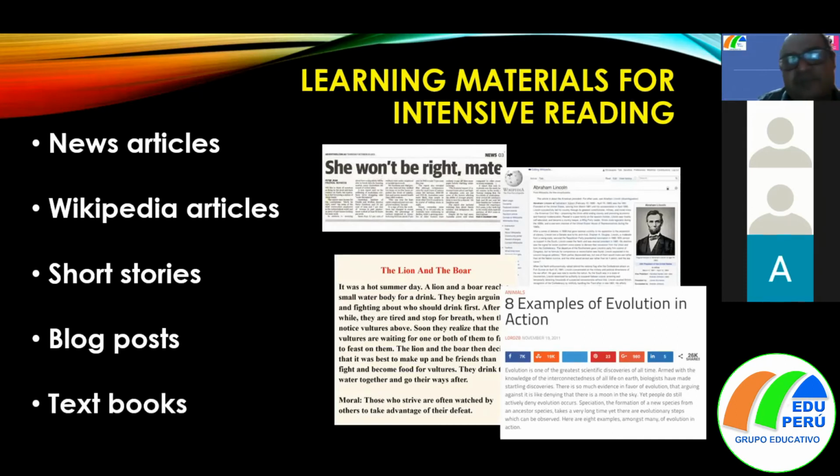And also some textbooks that we use in class. You know that in some schools we use books related to some editorials, because they present some material to read. So notice the different materials that we could use to practice intensive reading: articles, news articles, mostly digital or printed, wherever you want; short stories, blog posts, or textbooks. These are the materials that you could use to practice intensive reading.